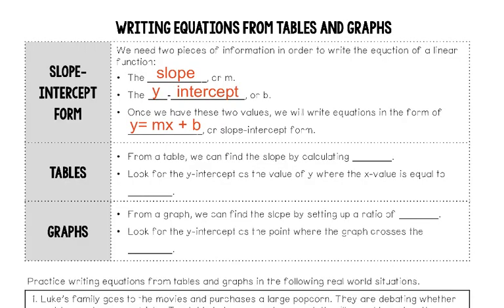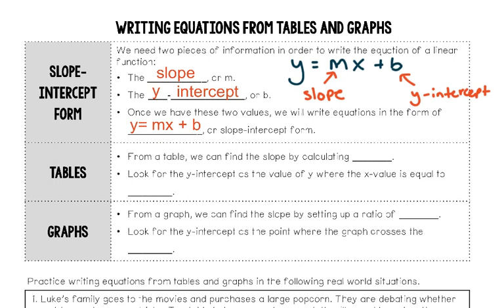Okay, a couple things to know here. The equation of a linear function is y equals mx plus b. That's called slope-intercept form. It's called slope-intercept form because you have to have two things to write it. You have to have the slope and you have to have the y-intercept. Your slope and y-intercept are both numbers. Once you know those numbers, you're going to plug them into this equation.